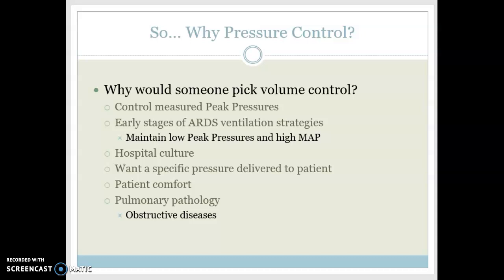And so that's why a lot of patients will find pressure control comfortable. Another is pulmonary pathology. Again, a lot of obstructive patients, atelectatic patients really like pressure control.